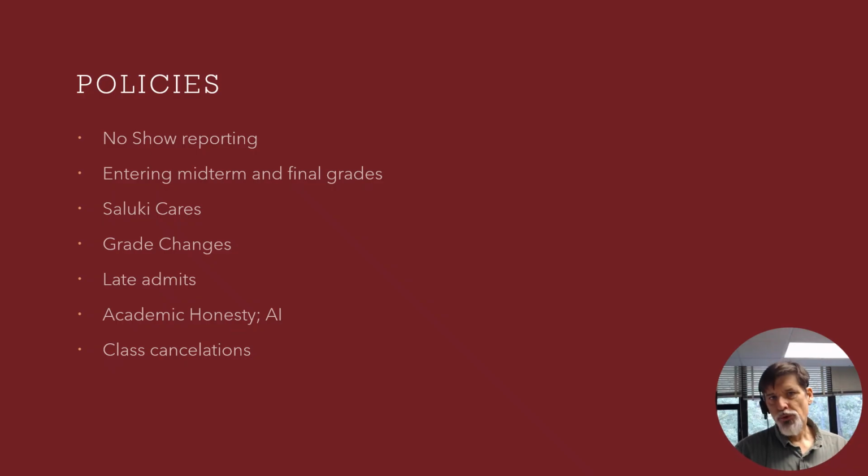Something's going on. When you see something going on with a student, fill out a Sluky Cares report. You can just Google Sluky Cares on the website. It'll take you to the site. You can fill out the form anonymously, but you don't need to as a faculty member. You can put that stuff in. You talk about the student. You say what's wrong. You submit that report.